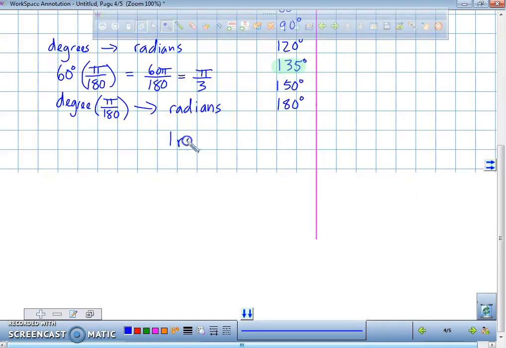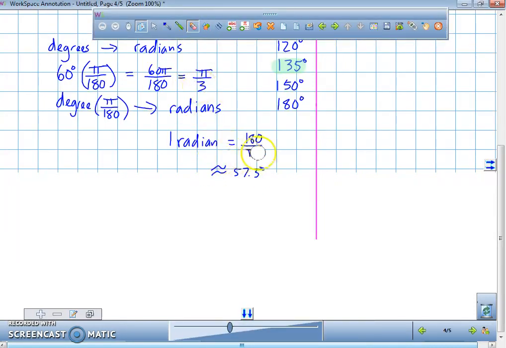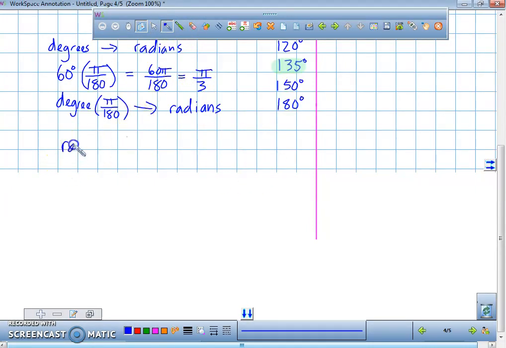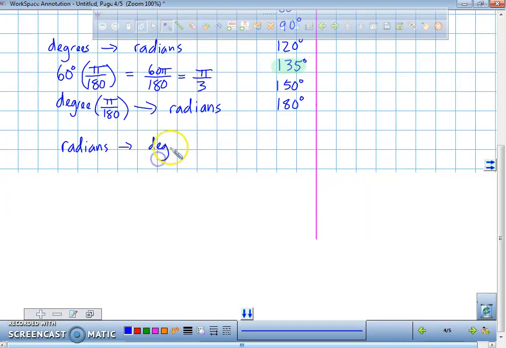Just remember, 1 radian is equal to 180 over pi, which is approximately equal to 57.3 degrees. So 1 radian will always equal 180 over pi. Now, if I want to go from radians to degrees, I need to take however many radians I have and multiply by 180 over pi, and that will give me the exact amount of degrees.